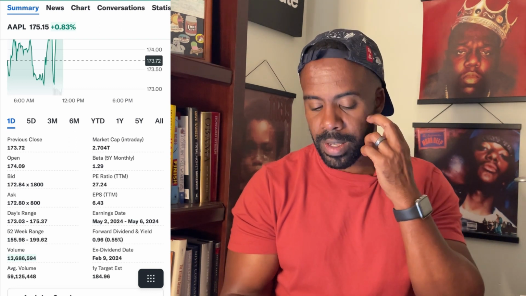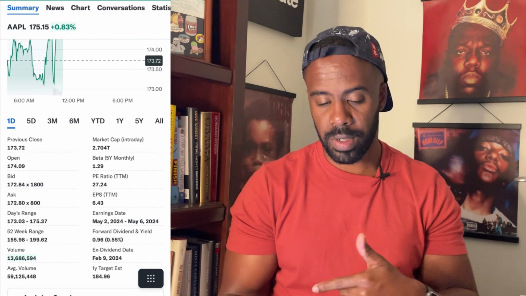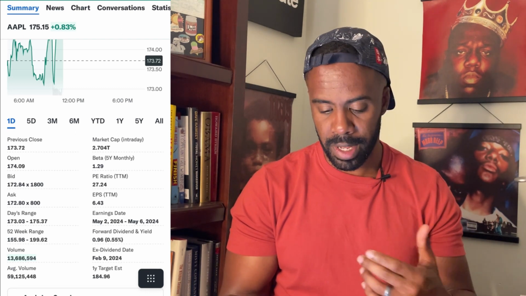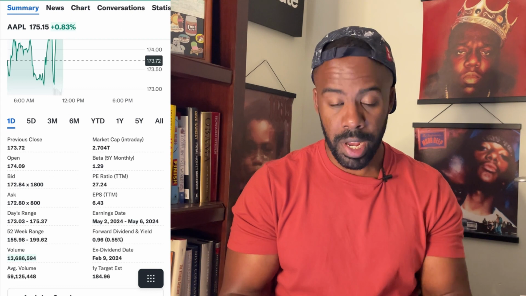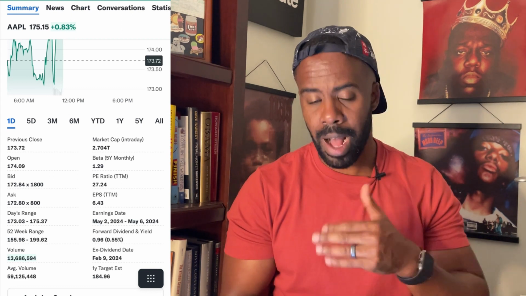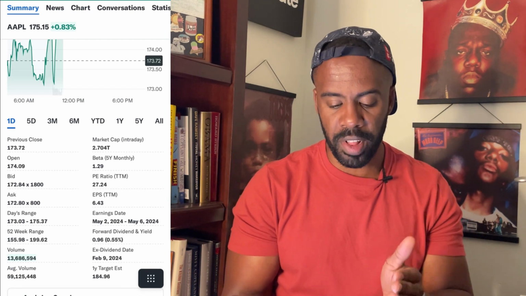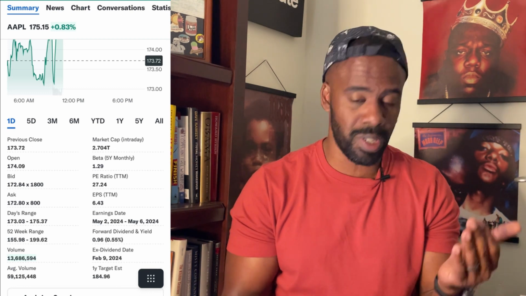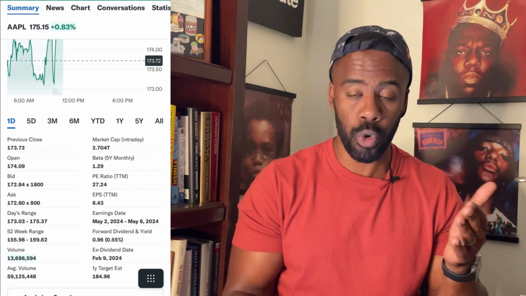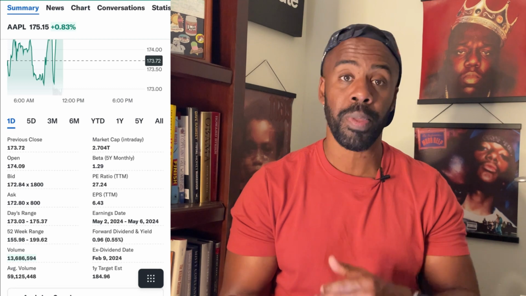The next thing is the 52-week range. Now, this is important as well, and I think it's really critical to watch, and especially for you, because you can see within 52 weeks how this stock has performed. We noticed that it went down to 155.98. So that's the lowest it had ever been in a 52-week range. And then went all the way as high as 199.62.